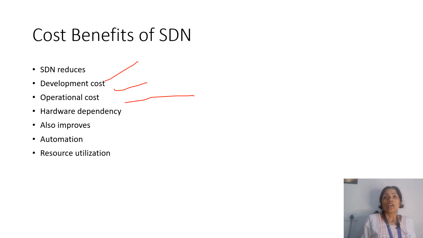Hardware dependency: many switches depend on only one controller. In a traditional network, many switches depend on many control planes. So hardware dependency is also reduced. So it can further improve automation and resource utilization.